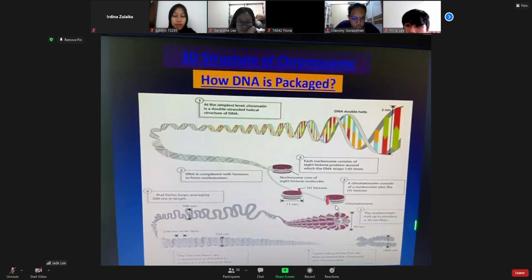Bayangkan daripada sini ke sini, okay, adalah 2 meter. And then pada hujungnya dia buat macam ni lah. Okay? Can you see the picture or not? How DNA is packed into a chromosome? Yes, doctor. Yeah. Very interesting kan?